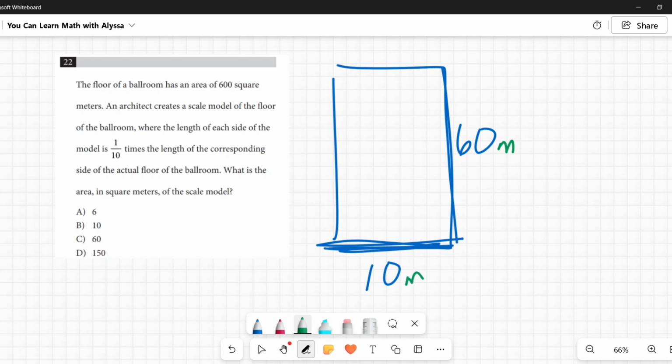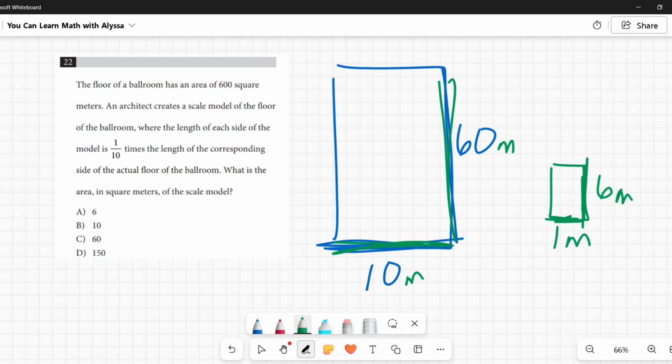And now I'm going to make a little scale model, actually much smaller than that. And I'm not drawing to scale, just to give you an idea. And each of these is 1/10 the length of the corresponding side. So this one down here, which corresponds to the 10 meters, 1/10 of that is 1 meter. And this side is 60. The corresponding side over here, 1/10 of that would be 6 meters.